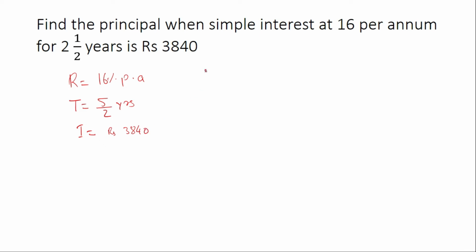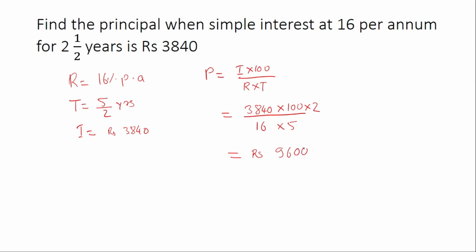So the formula for principal will be I into 100 by R into T. Now put the values. 3840 into 100 by 16 into 5 into 2. When you solve it, you will get the answer 9600.